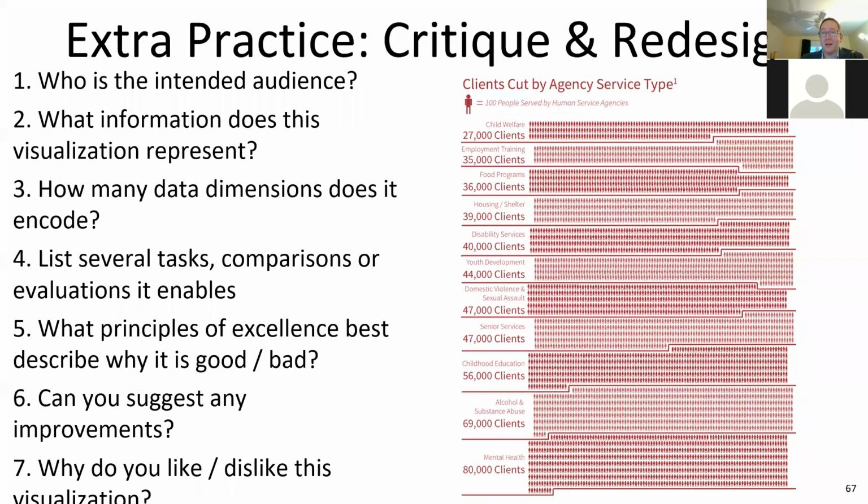By the way, if you wanted another example, we're not doing this right now. This is a real stinker as well, right? I don't even remember where it's actually from, but this is the client's cut from the agency service type. So child welfare, employee training, and so on. What do you see about this? What's your takeaway? What do you not like, and what did you like?